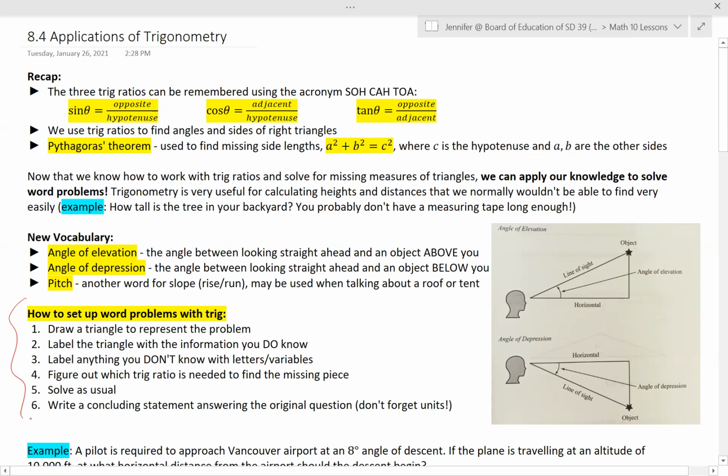I've listed some steps about how to set up word problems with trig, but the thing is every word problem is slightly different. So it's not really even that useful to memorize step by step how you solve a couple word problems because you're going to see new ones every time. What you want to practice is your critical thinking skills, that you can look at a word problem and ask yourself, what is it looking for? And what do I know? Set up a diagram to represent this information you do know, and then break the problem down so that you can get it into right triangles and solve using trig ratios. Always remember with our word problems, we want to write a concluding statement that answers the original question.